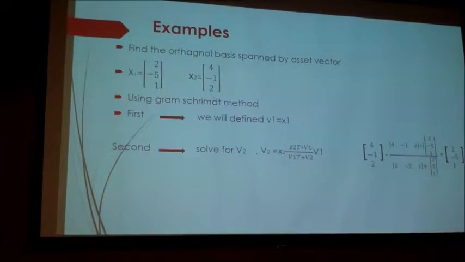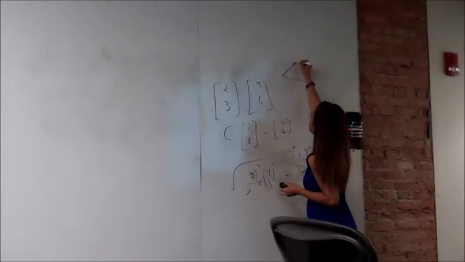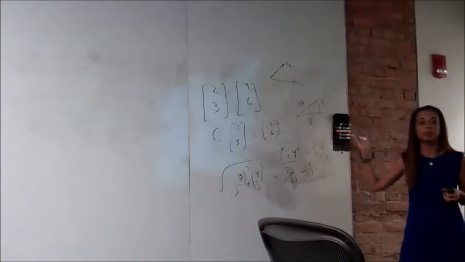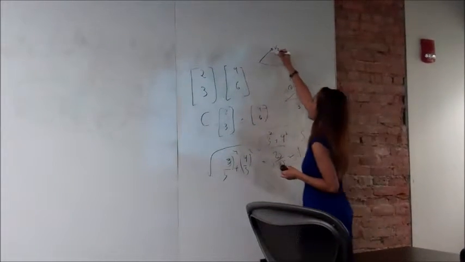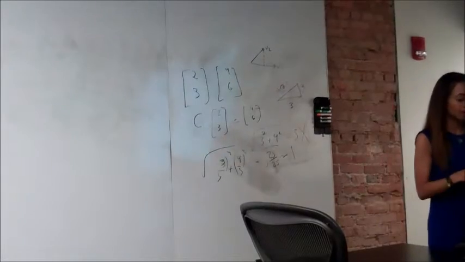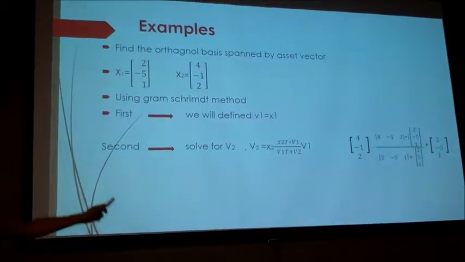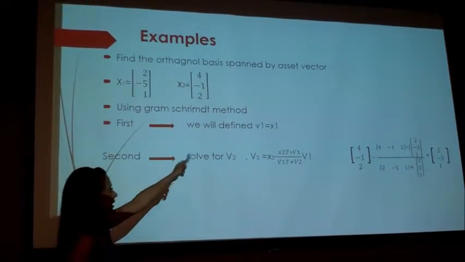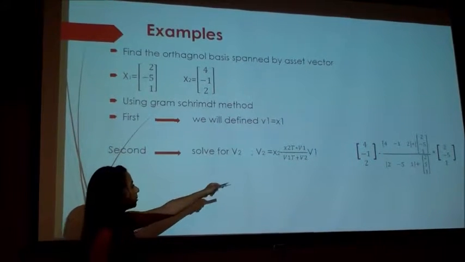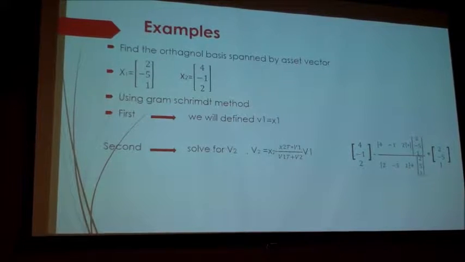If I have v1 and then another vector v2 that is not perpendicular to v1, I can project v2 onto v1 and find the vector, so there is 90 degrees between the vectors. Or we can do it by the transpose method. We can do x2 minus x2 transpose multiplied by v1, divided by v1 transpose multiplied by v1, times v1.